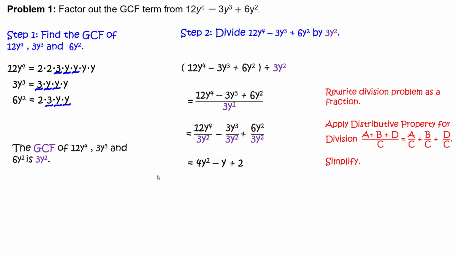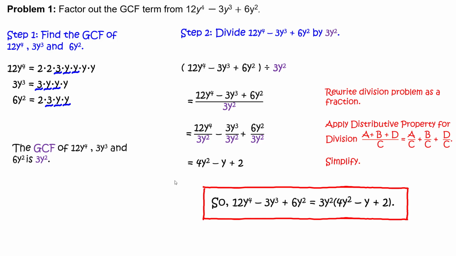Okay, so in our last step, we're actually going to write out what happens if you factor out 3y squared. So you're going to get 12y to the fourth minus 3y cubed plus 6y squared equals 3y squared times our result here, 4y squared minus y plus 2.